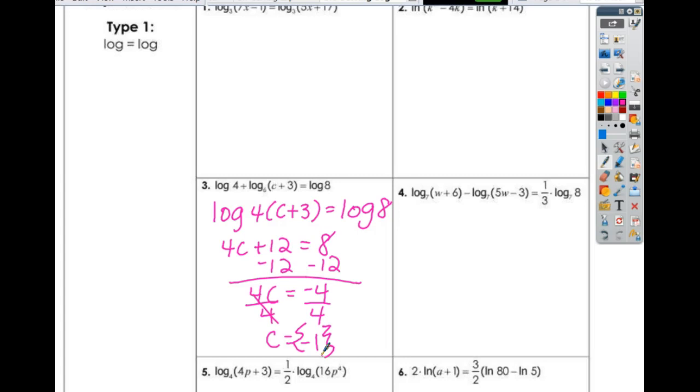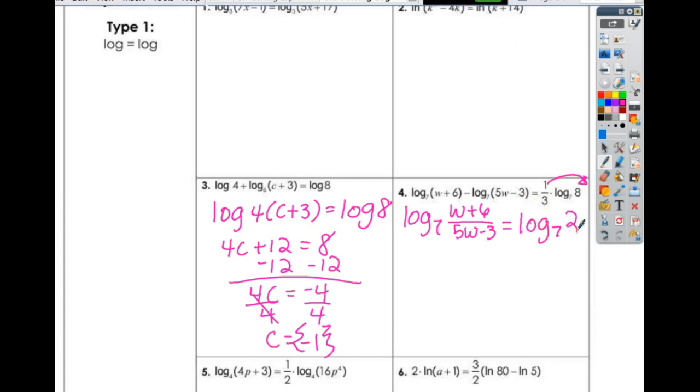So here, what does the subtraction sign mean? So I'm going to have log base 7 of (w plus 6) over (5w minus 3). And what does the 1/3 do? Where does that go? It goes up to the 8. So 8 to the 1/3, that's the cube root of 8. What is the cube root of 8? 2. So I get log base 7 of 2.